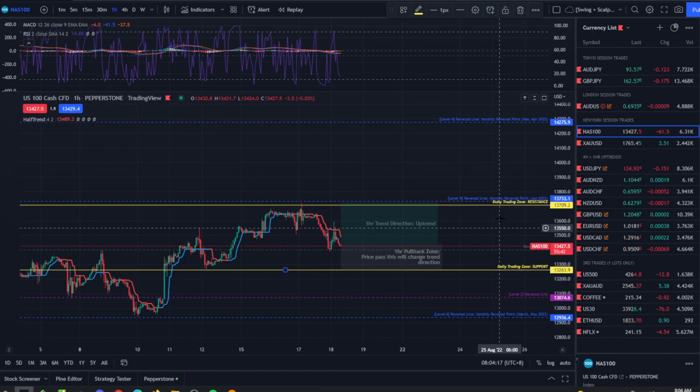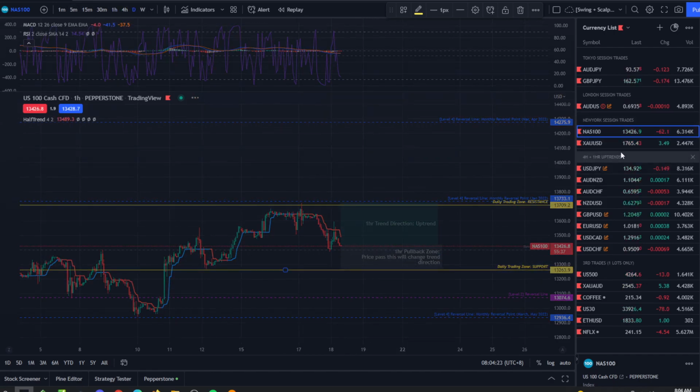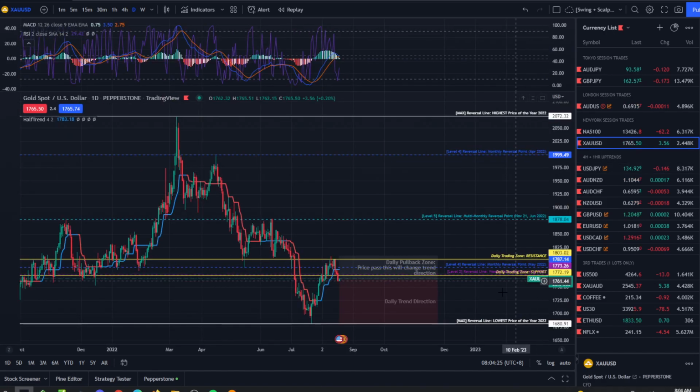So these are my daily trading zones, where I trade off the support or resistance. And lastly, we've got gold. So let's go to the daily on the gold. We're still in a daily downtrend. I reckon this is just a pullback. Even though the line is blue, this is definitely a pullback. The daily trend is still predominantly down, especially because we're arching down now, which is good.